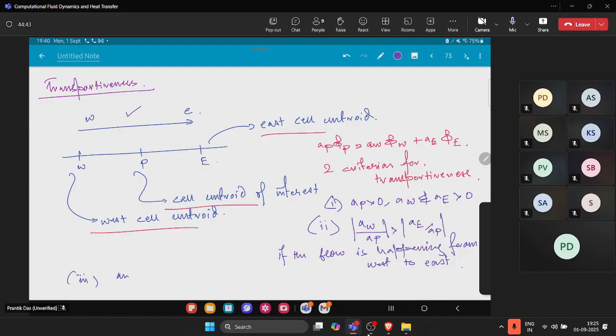AW by AP should be less than AE by AP if the flow is happening from east to west. Is it clear to all of you?